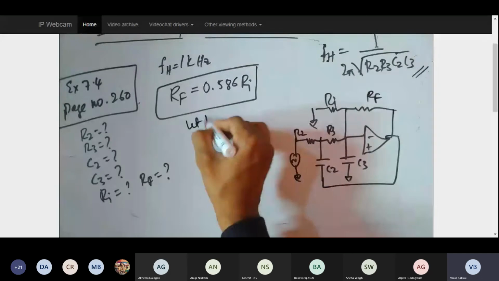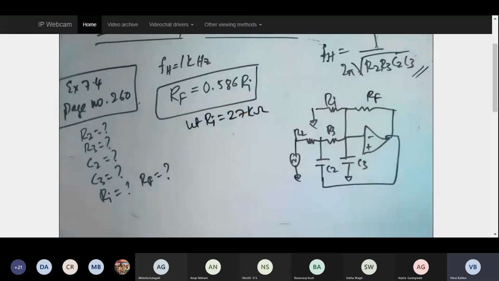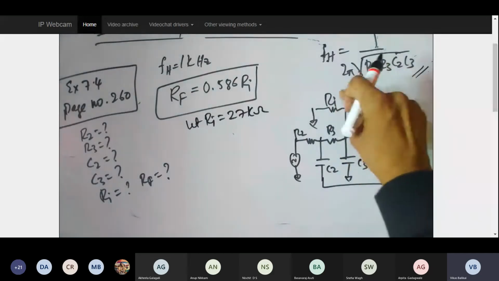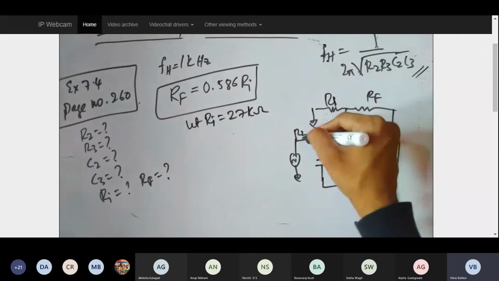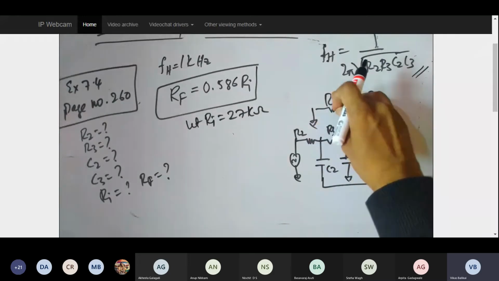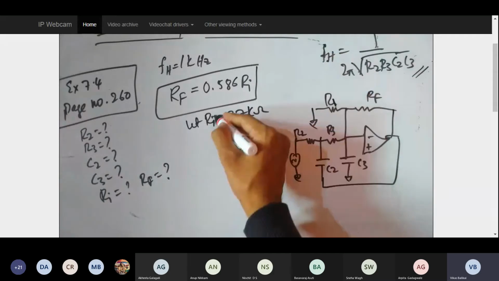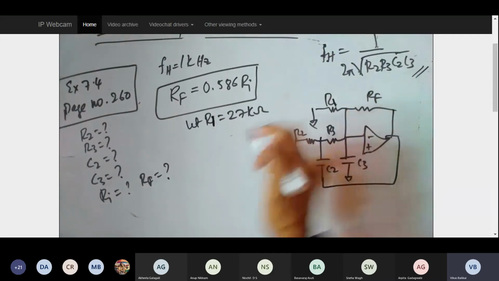In this problem he has considered Ri equal to 27 kilo ohms. Now in the textbook he mentions the Ri as R1. So in the textbook he is mentioning it as R1, and then R2, R3. So you can change it accordingly. R1 or Ri, no issues. As per the textbook, if I take this as R1, here he has taken R1 as 27k.